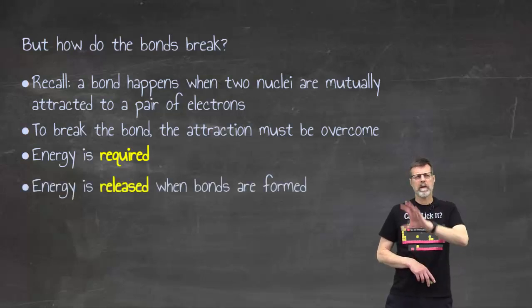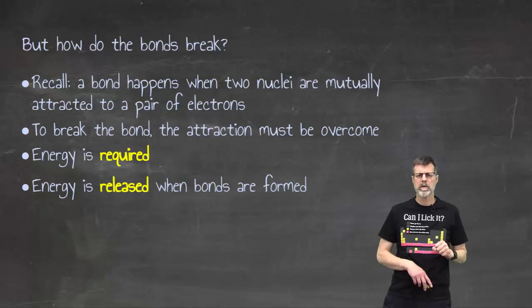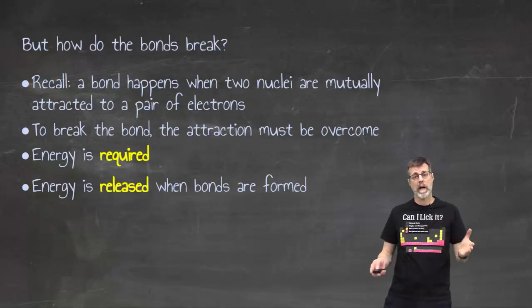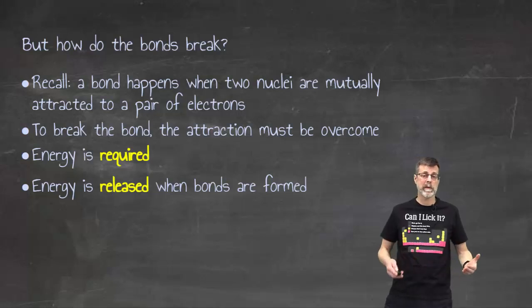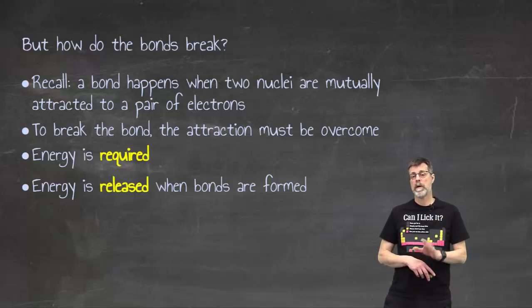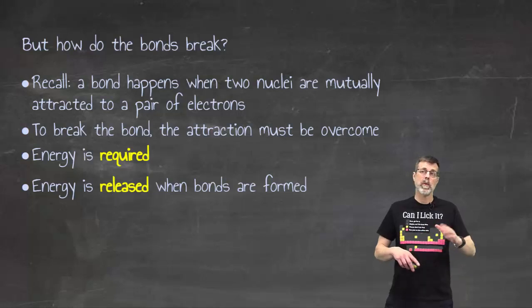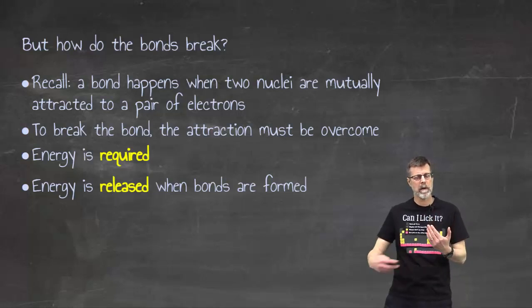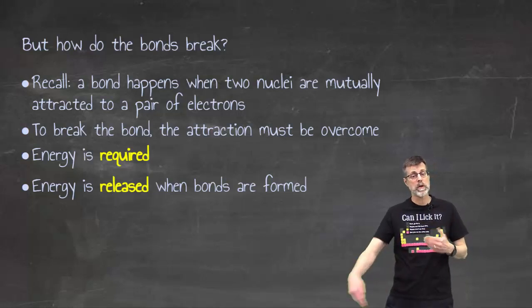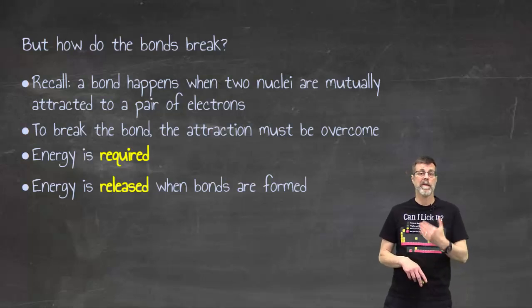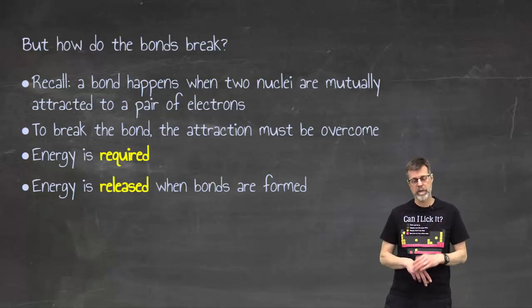On the other hand, the similar thing would be true in reverse: if I allowed things that are attracted to each other to come together, energy is going to be released. So forming bonds releases energy. Anytime I break bonds, I usually have a corresponding bond formation happening somewhere else in the products. That is where the energy release comes from.